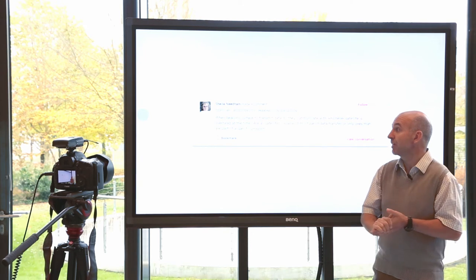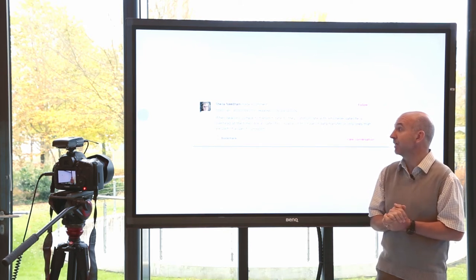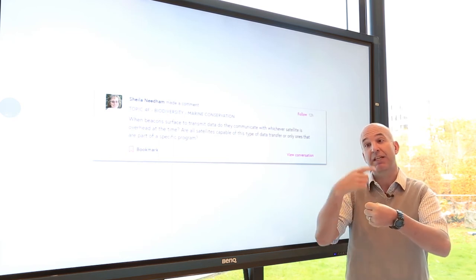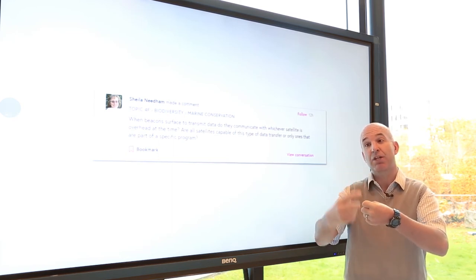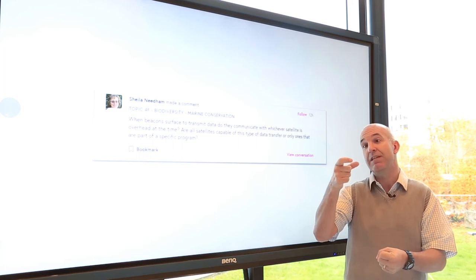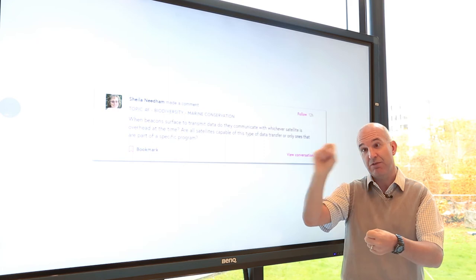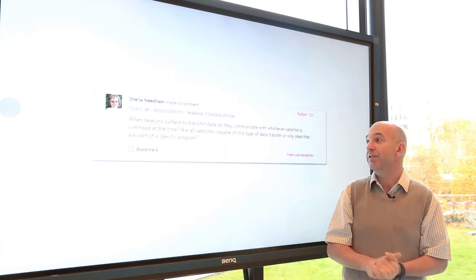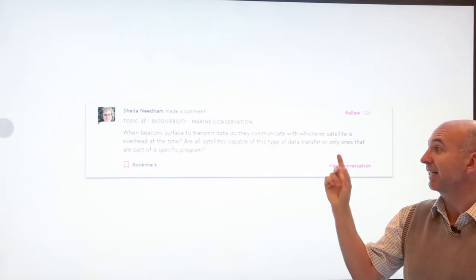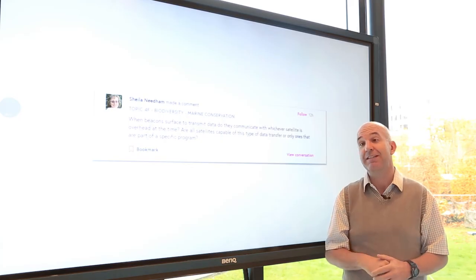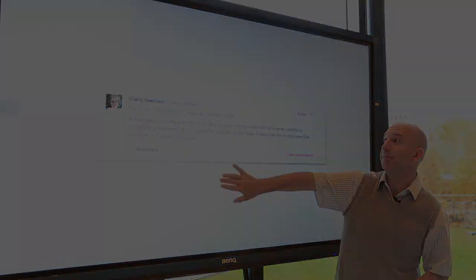Sheila was asking about how we actually get the data from the Argo floats. So there's a network of satellites, many of them meteorological satellites that are doing other jobs, and on them they have a little Argo receiver. So when they're overhead, they pick up the data from the Argo floats and then transmit it back to us. And we're part of that system. There are many satellites, not necessarily all, that are capable of the data transfer, but enough to make sure that we can get the data from those floats nice and quickly.